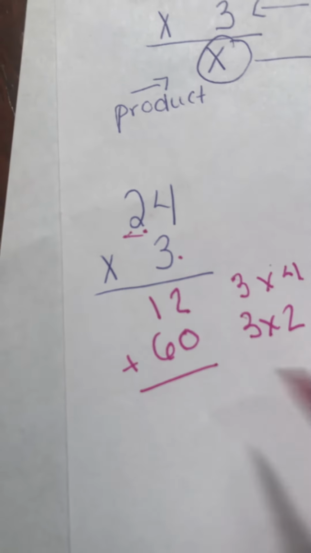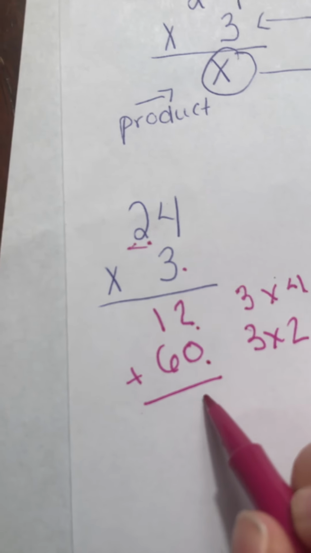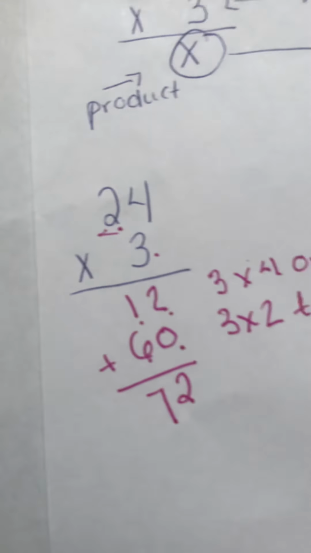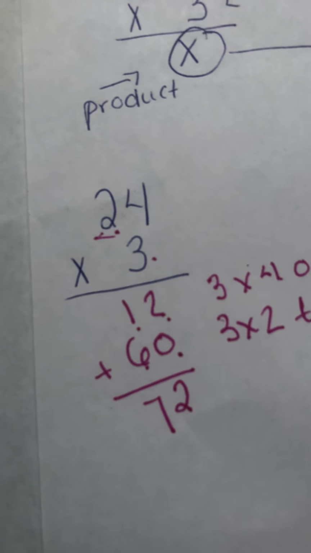When I add those together, I should get, 2 plus 0 equals 2. 1 plus 6 equals 7. That means the product of 24 times 3 should be 72.